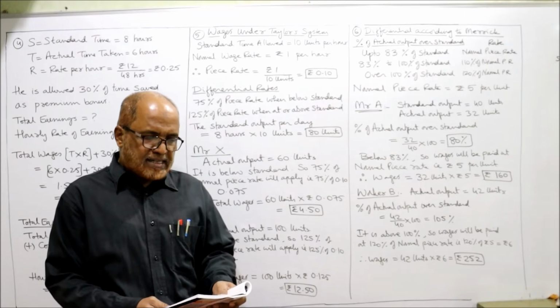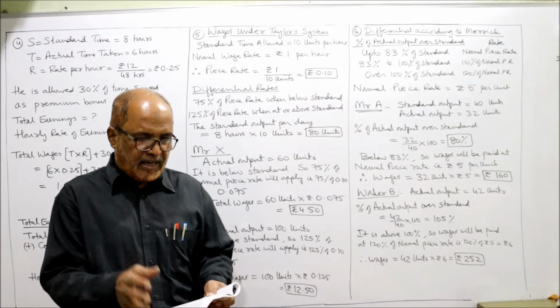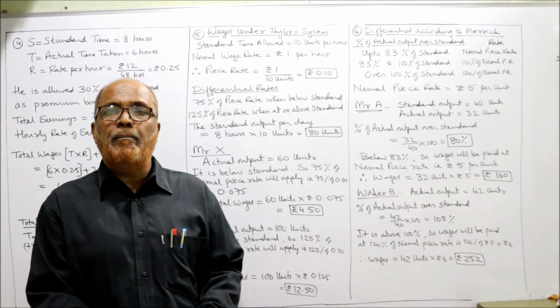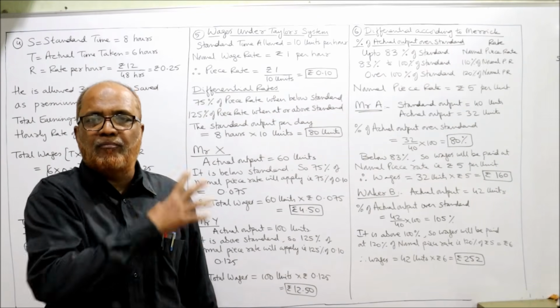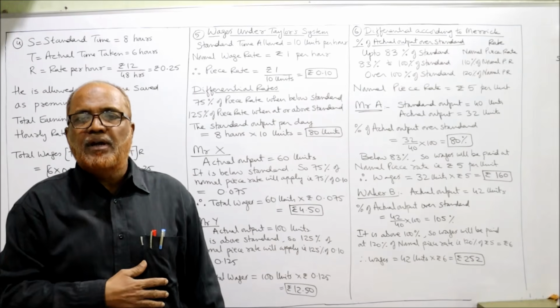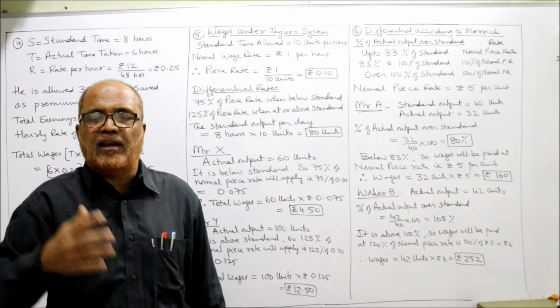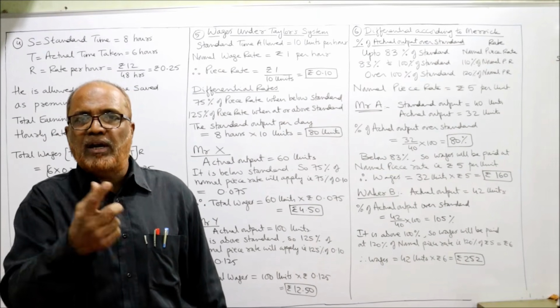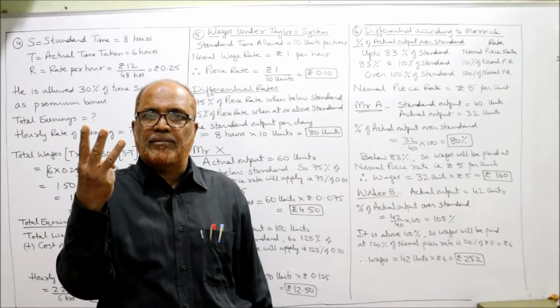From the following particulars, calculate the earnings of two workers A and B. We have to find out the total earnings of A and B who are paid wages under the Merrick differential system. Previous problem was Taylor, now we have Merrick. Merrick system is an improvement over Taylor system. Taylor has specified two rates, a lower rate and a higher rate, 75% and 125%. Two rates were specified, but Merrick has specified 3 rates.